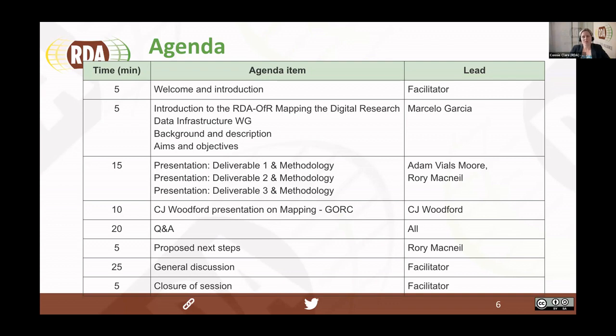And then CJ will give us an overview of his exercise on mapping from the GORC group representative. We'll hopefully take some time for some Q&A where you can ask questions and get involved. And then Rory will present some next steps and ideas for possibly a follow-on group. So that will be good to have a discussion after that. We'll have a general discussion and then we'll close the session. So with that, I will hand over to Marcelo and I'll continue sharing for you, Marcelo.